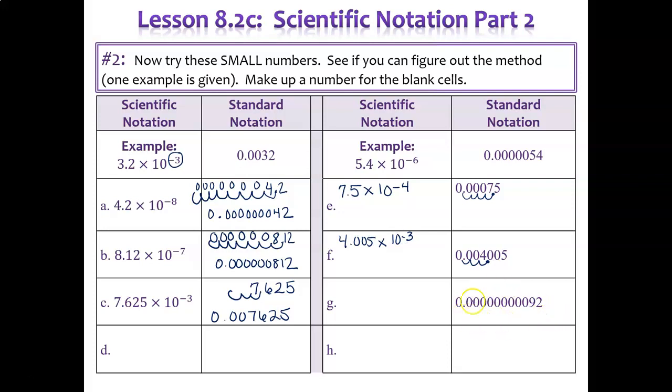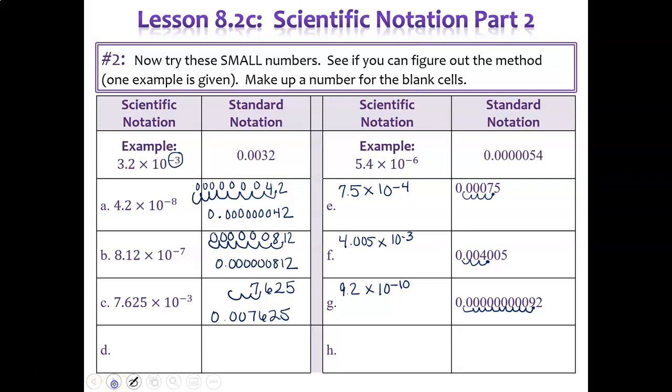This last one, we're going to keep going until we get one digit to the left. 1, 2, 3, 4, 5, 6, 7, 8, 9, 10. So we have 9 and 2 tenths times 10 to the negative 10th power.